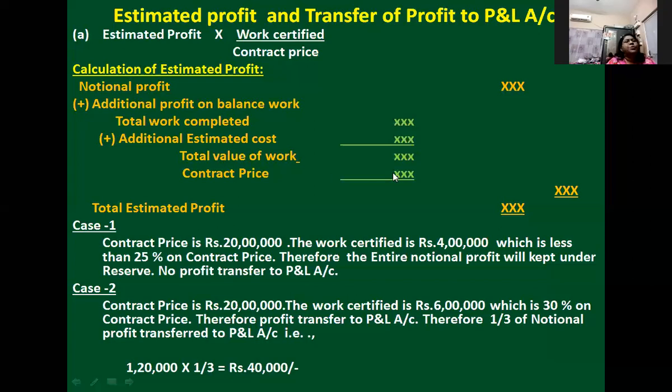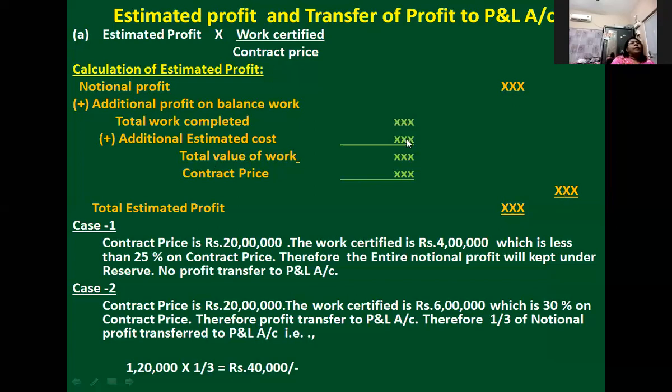So how to calculate estimated profit? Compare the contract price with your value of work. Then you will get one piece of information. Then this additional profit to be added along with the notional profit, then you will get the estimated profit. Again, I'm telling you, the notional profit is to be added along with the additional profit.